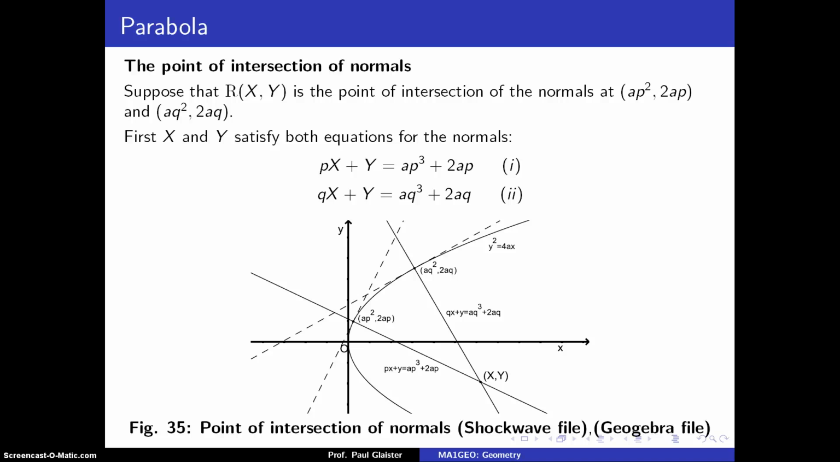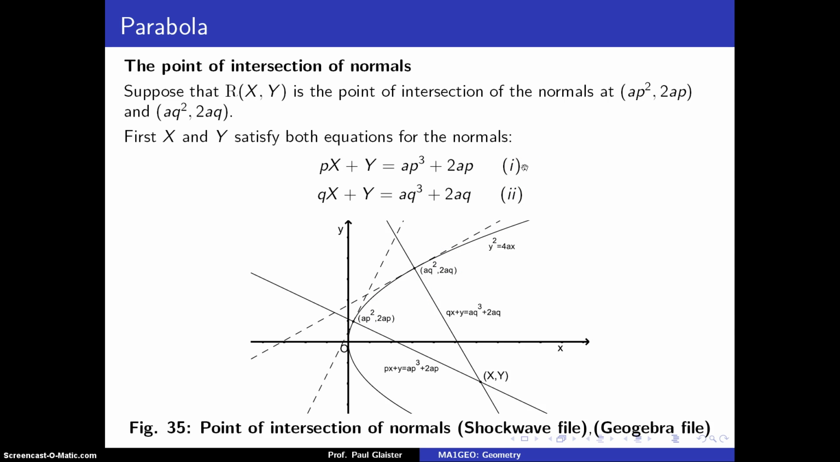So finally, in this part, we're going to look at the formula for the points of intersection of two normals. Now this is a little bit harder to work with. So first of all, let's suppose that we take two points on the parabola, (AP squared, 2AP) and (AQ squared, 2AQ), and assume that the normals intersect at the point (x, y). Now if we write down the expression for the normal through the point (AP squared, 2AP), and substitute the fact that (x, y) lies on that, we get equation 1.